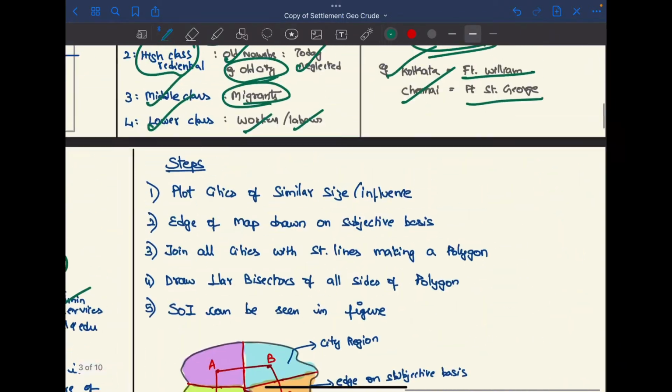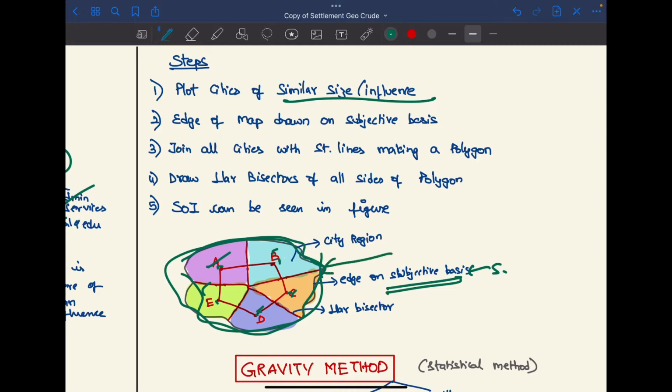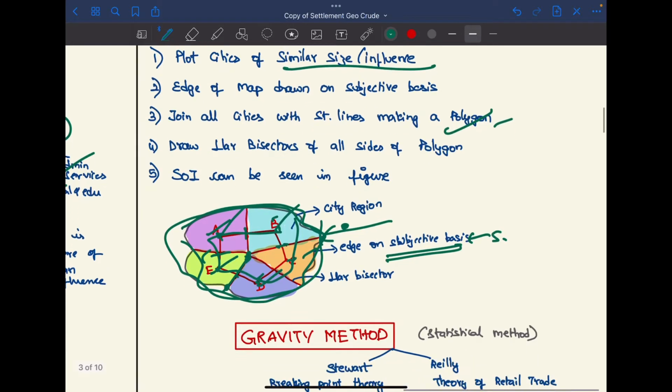So for the Thiessen polygon method, the steps are: first plot the similar cities, that is A, B, C, D, and E, which are of similar size or influence. Next, the edge of the map is drawn on a subjective basis, like by a surveyor. We draw the edge of the map, that is, beyond this there won't be any influence of any of these cities. Next, we join all these cities using straight lines and make a polygon. We draw perpendicular bisectors for each side of the polygon, and these perpendicular bisectors are joined to the edge of the map and also to the center. So these would be the city regions of each city.